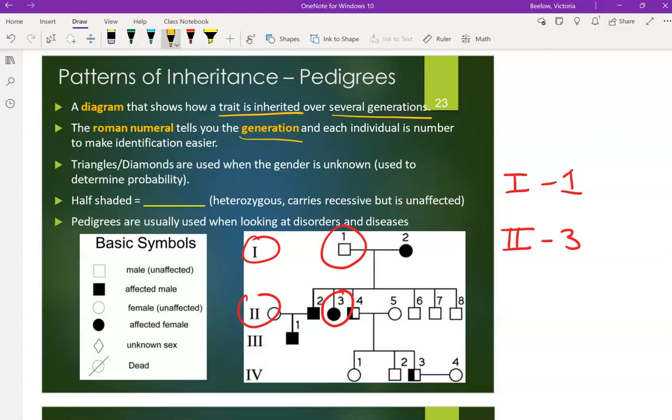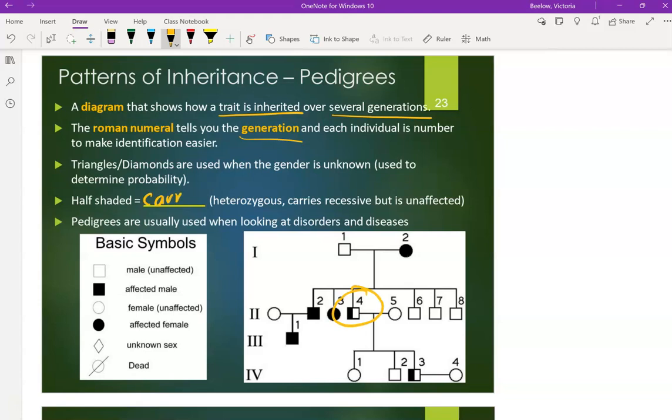So usually we're just going to stick with these symbols here. The circles represent females, squares represent males. Sometimes you may see a diamond for an unknown sex if they didn't have children or anything like that. These ones are pretty rare. You won't see them too much on the pedigrees we're going to use. You can also have half shaded, like this one right here, number 4.